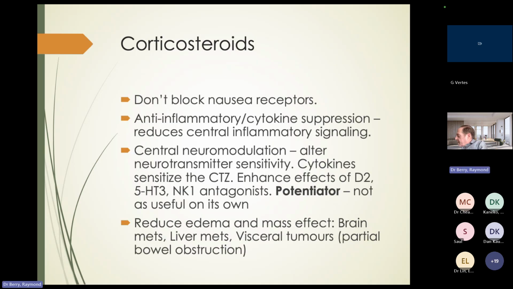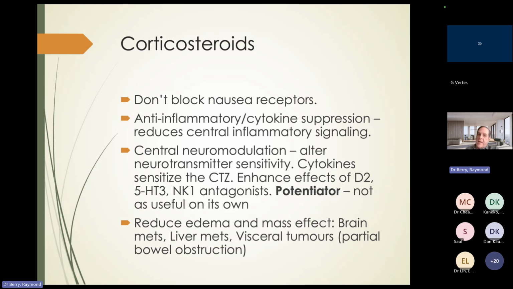Corticosteroids, very well used in nausea. They don't block nausea receptors. They block inflammation, as we know. So inflammation really sensitizes the system to the neurotransmitter sensitivity. So cytokines that are released with inflammation, often with cancer, they sensitize the chemoreceptor trigger zone. So it enhances the effects of dopamine, serotonin, substance P.